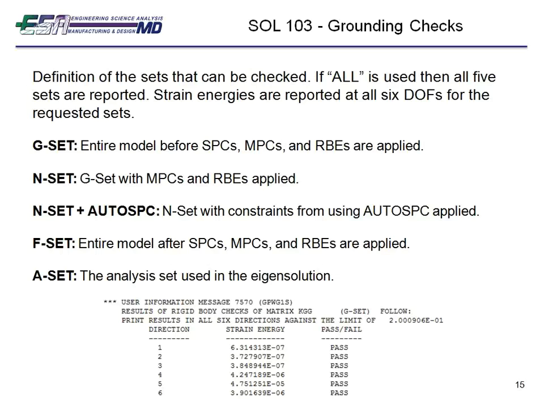And I've also provided a quick picture of a sample of the G set test, and we see that it's testing it in all 6 degrees of freedom and lists the strain energy for all 6 and gives us a nice pass at the last column there.